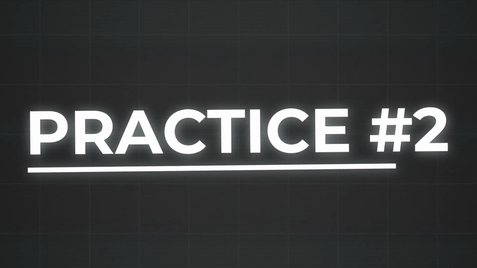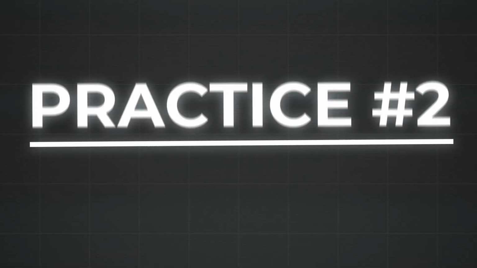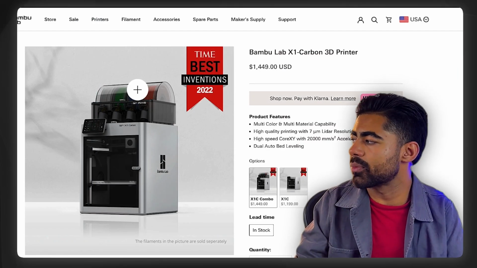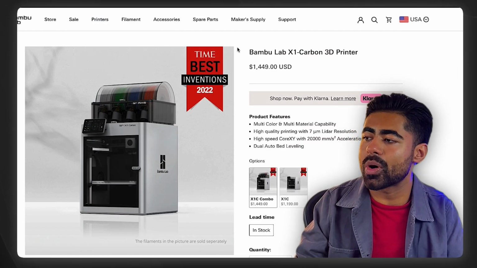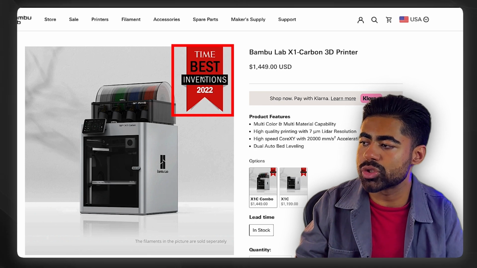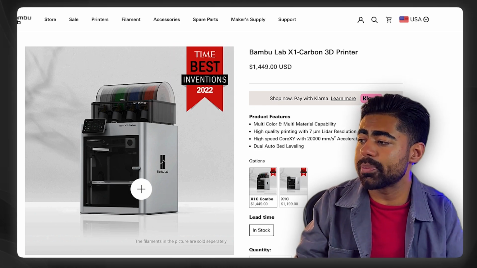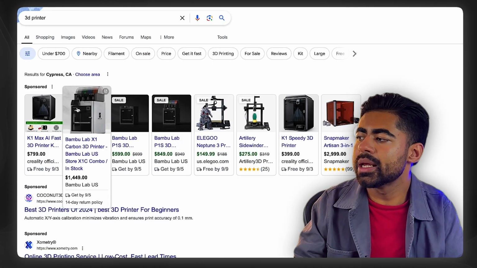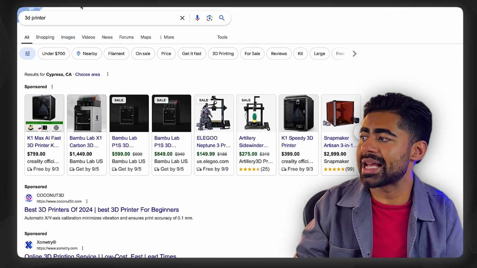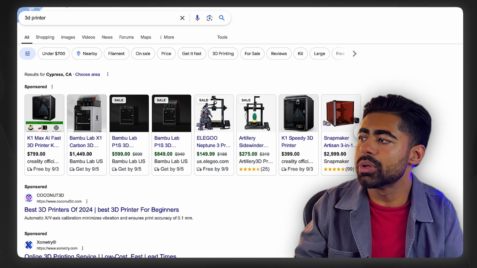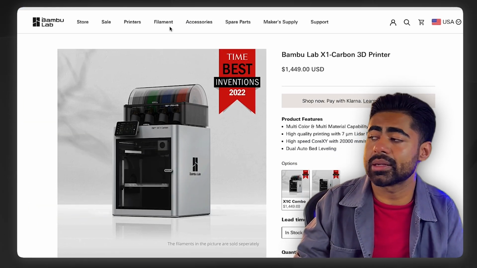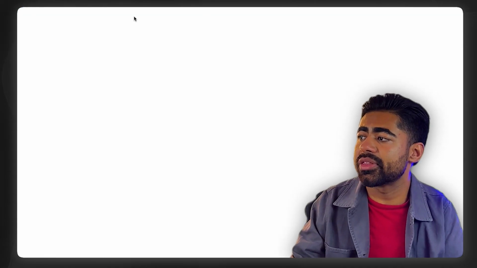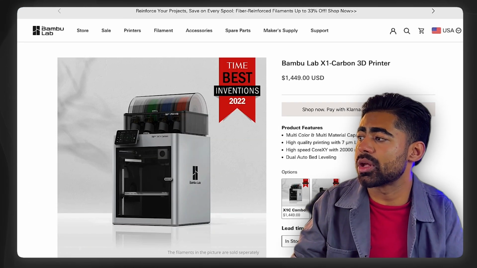But this brings me to the second best practice when it comes to Google, and that is to put trust badges on your product images on Google. If we look at this example right here, we can see that this Bamboo Lab website has this Best Inventions of 2022 certificate, or badge, on the product image itself. But when we go on Google and type in the keyword 3D printer, we see there's no badge on here, because first of all, text is not allowed on Google itself. So this is something they did externally. They introduced the specific badge only for the landing page, and they kept things very plain and simple on the ad side of things.